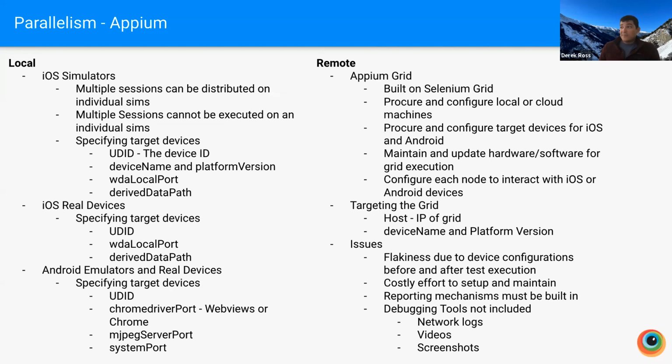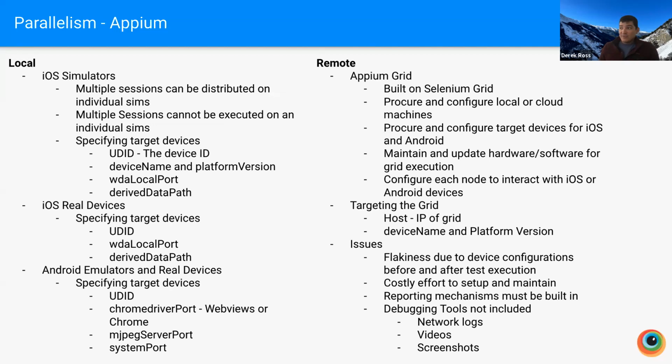This requires you to procure and configure target devices for both iOS and Android. So the devices have to be configured to work with the grid. They have to be powered. They have to be maintained. The software has to be updated. There's quite a bit of maintenance that goes into maintaining these to have a robust and secure testing grid.